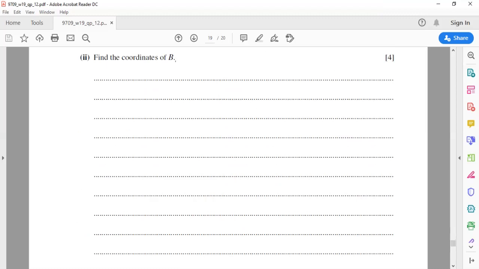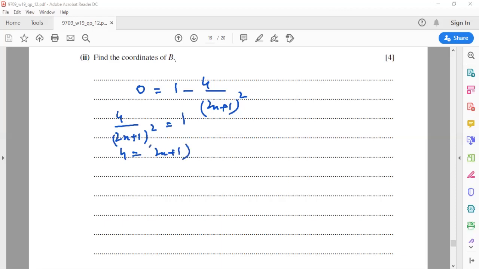So for finding the point A, what do we have? 0 is equal to 1 minus 4 over (2x plus 1) squared. So 4 over (2x plus 1) squared is equal to 1. 4 is equal to (2x plus 1) squared. So 2 is equal to 2x plus 1. So x is equal to half. So the point is going to be (1/2, 0).